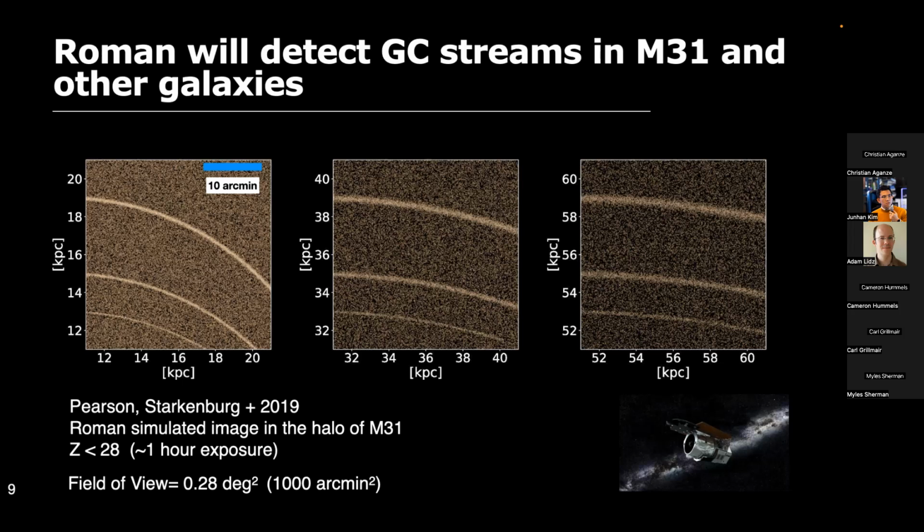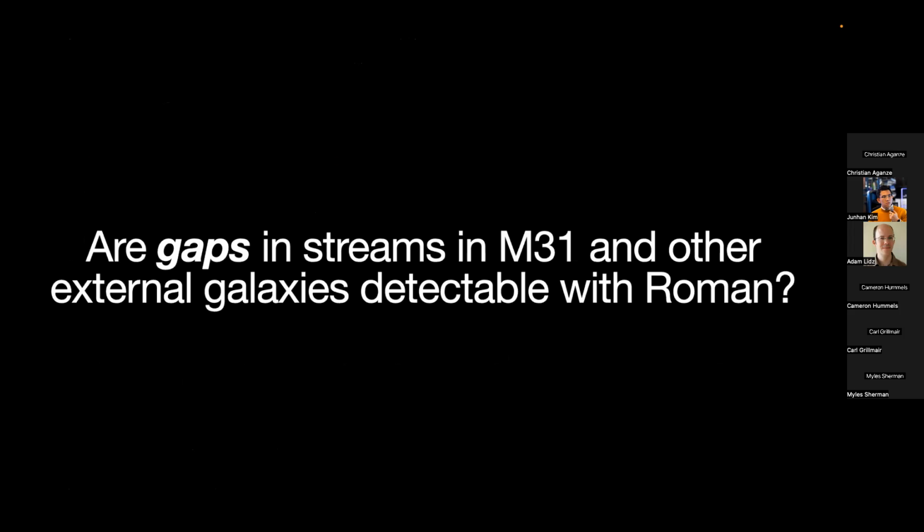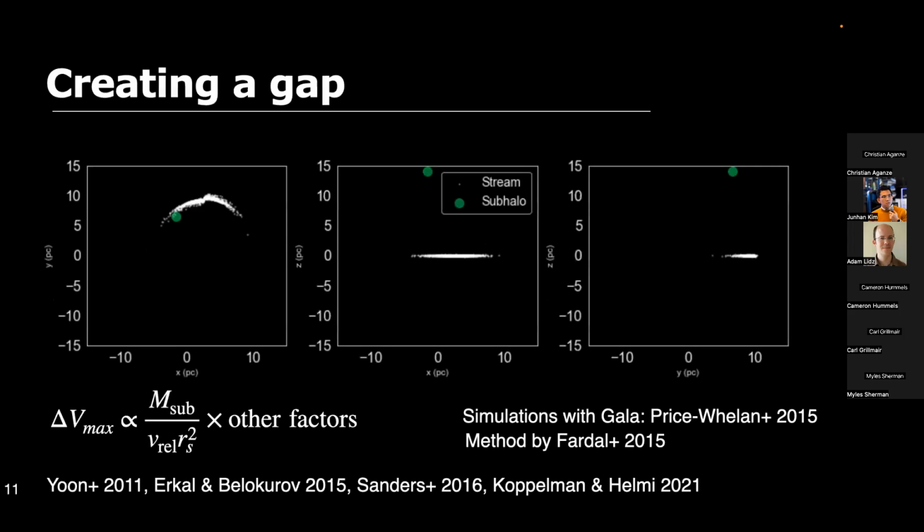So the first stream here is like a 50,000 solar mass stream. This is like 5 times that, 10 times that. And this is mostly like Palomar 5 in the Milky Way. So we should be able to see these streams in Andromeda. The question that I was trying to answer in this paper is whether we can actually see gaps in them, with just one exposure or above. So to do that, we're just going to make a gap and then try to observe it and see if we can actually detect it.